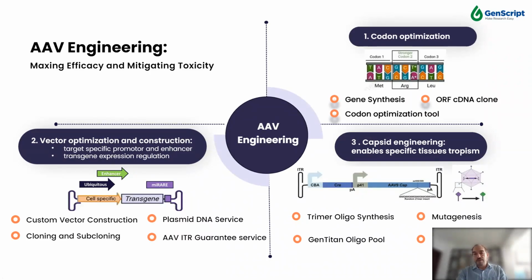We can synthesize the trimer oligos. We can perform mutagenesis to mutate various genes. We can offer you mutant libraries if you prefer to do these mutations yourself using our GenTitan oligopool technology. So we have very strong capabilities from beginning to end to help support your AAV engineering efforts.